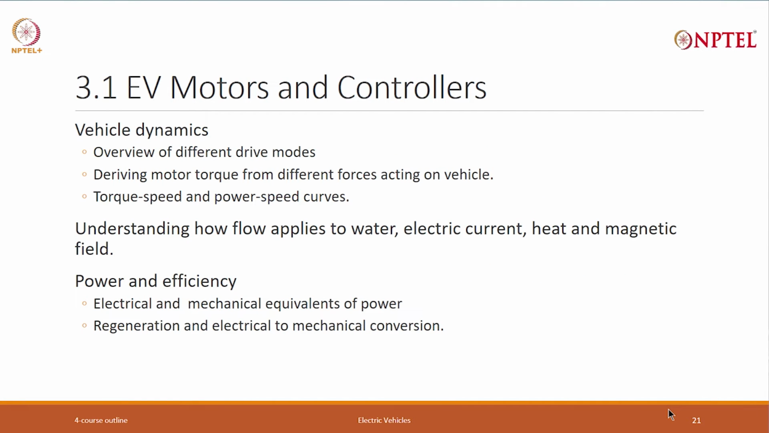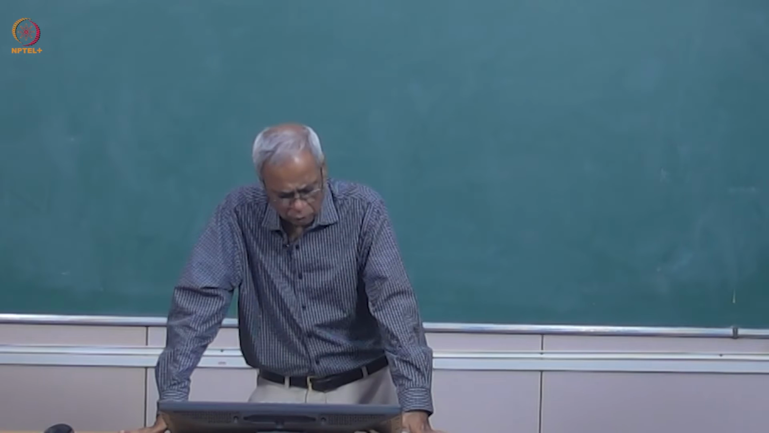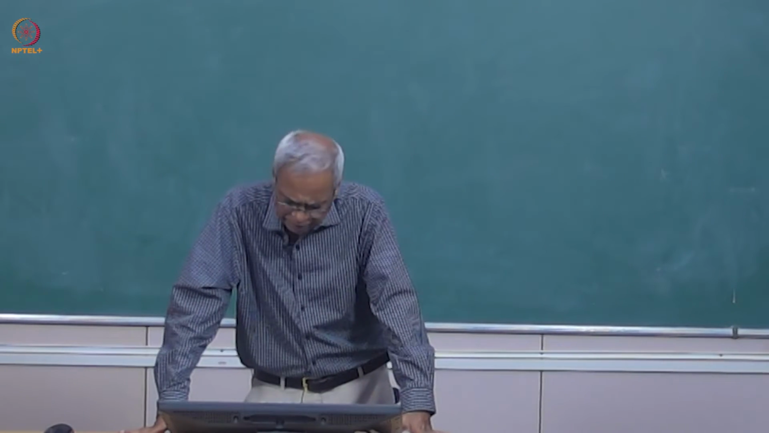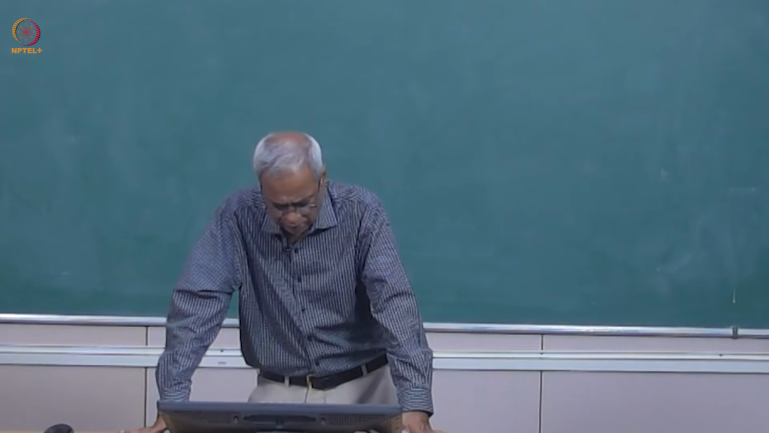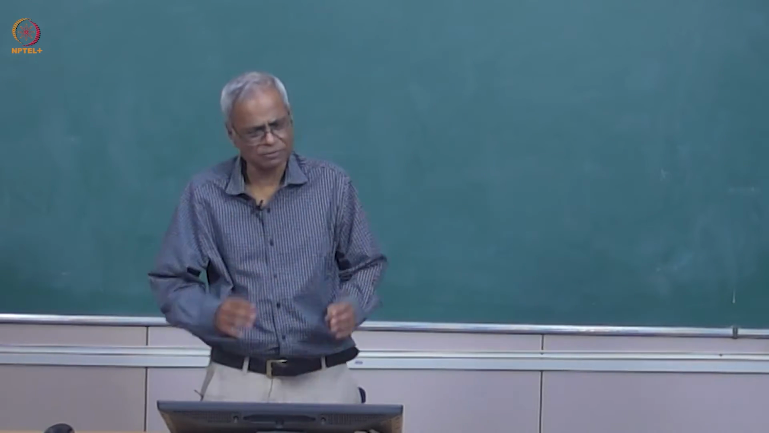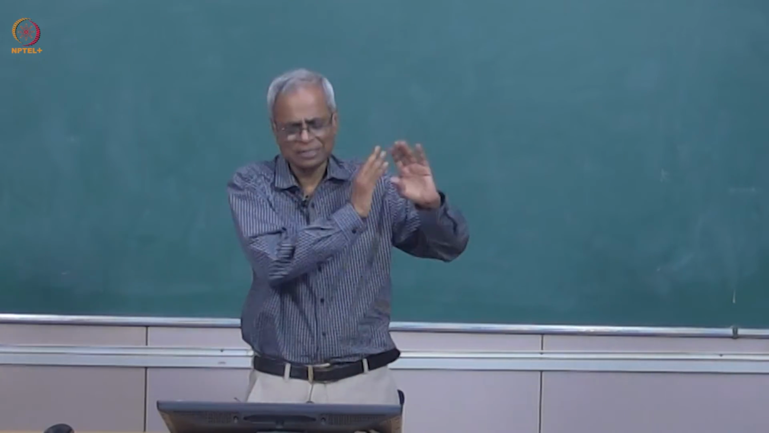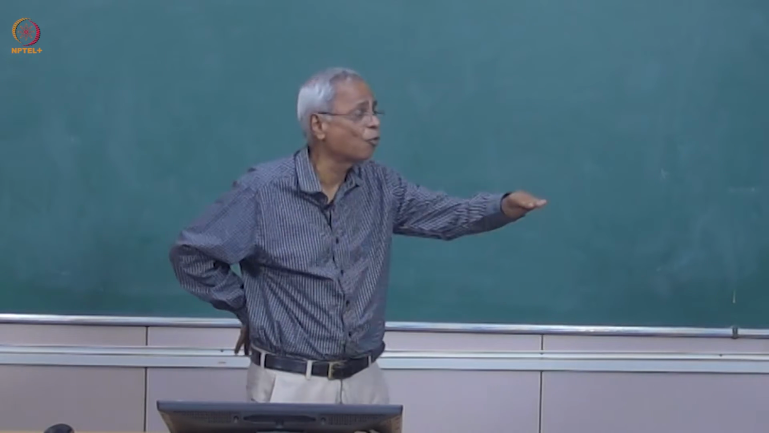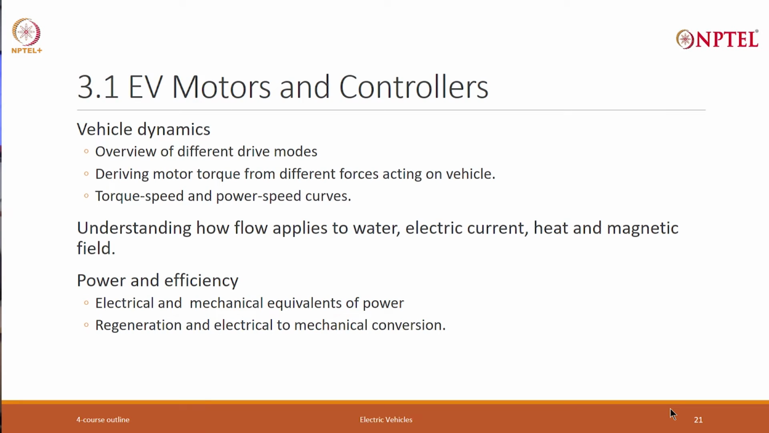A little bit on EV motors and controllers. As I told you, we will talk about vehicle dynamics, an overview of different drive modes, deriving motor torque from the different forces acting on a vehicle, torque-speed and power-speed curves. Part of that would have been done in chapter 1. We will quickly put that together. Understanding how flow applies to water, electric current, heat and magnetic field. It is the same equations. You have flowing water, a flowing electric current, flowing heat and a flowing magnetic field.